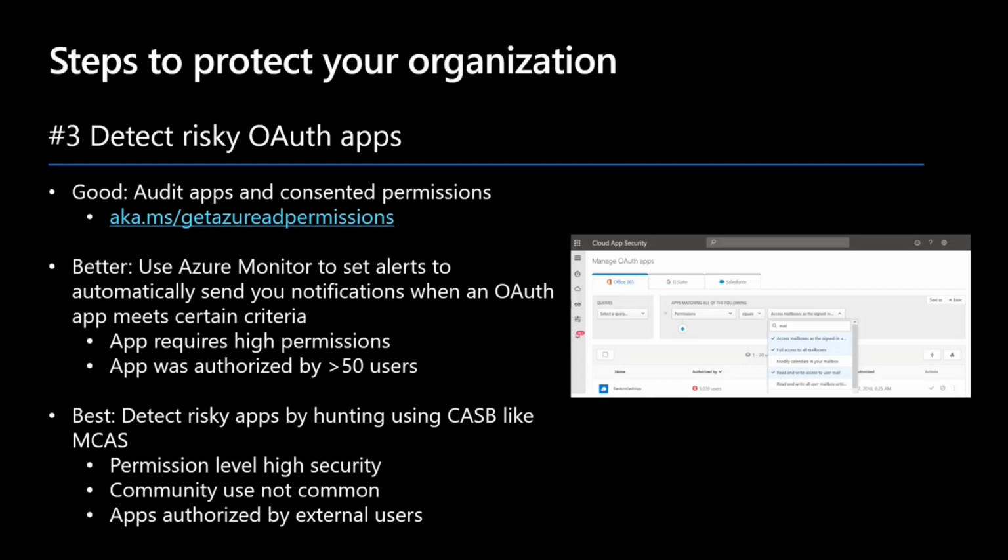But something even better is to use Azure Monitor. So with Azure Monitor, you can set alerts to automatically notify you whenever an app meets those certain criteria. So for example, if an app has those very high permissions, or if an app was authorized by over 50 users, something to stay on your radar and to be in the know about. Something else is to use a hunting solution like MCAS. And so with this, you'll be able to see higher level permissions, be able to see if apps are also authorized by those external users.